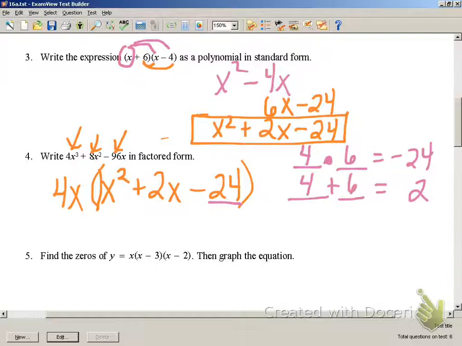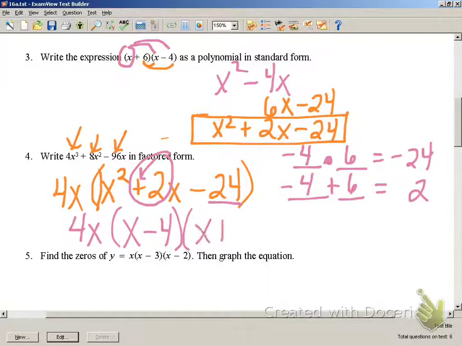The way that we determine which one is negative is by this 2. That tells me the larger number will take this sign right here. So it's going to be positive 6 and negative 4. Therefore, my factors are, of course, I'm going to bring down the 4x, then x minus 4, x plus 6. And that is the factored form for number 4.